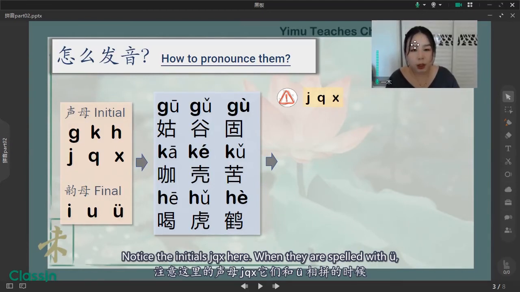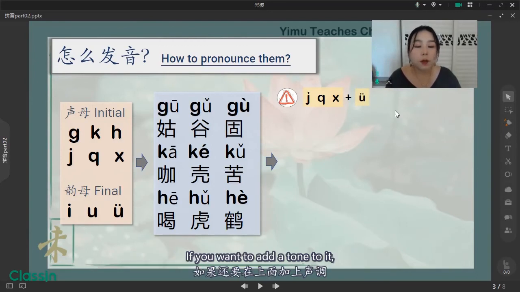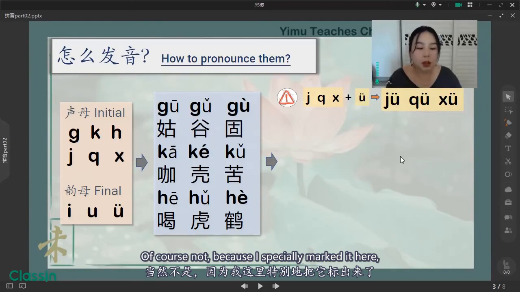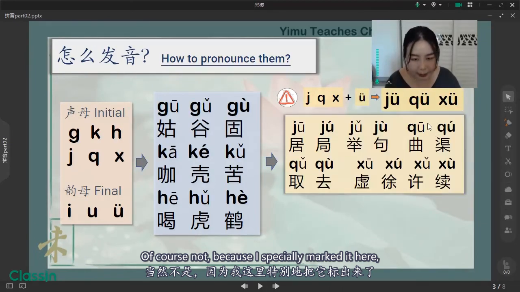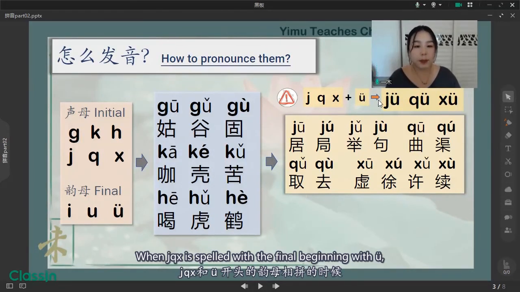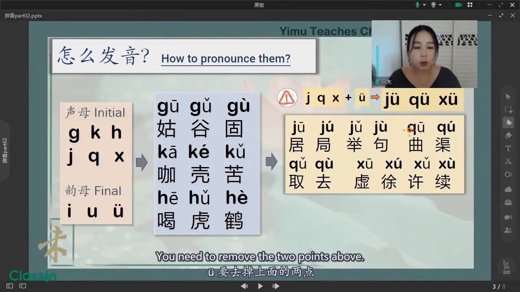Notice the initials ji, qi, xi here. When they are spelled with yu, if we want to add a tone to it, do we add a tone directly? Of course not, because I specially marked it here. This is a special case. When ji, qi, xi is spelled with the final beginning with yu, you need to remove the 2 points above, like this.